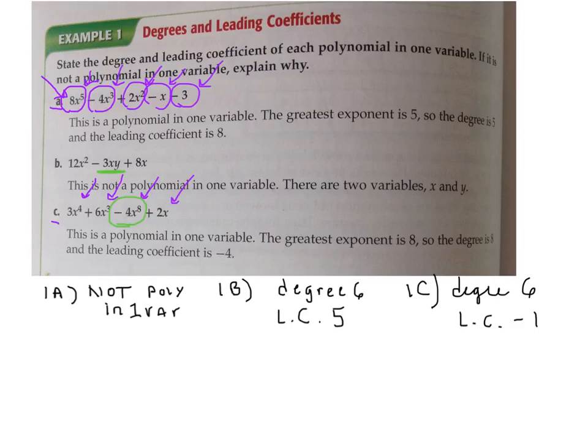Here are the answers to check your progress. 1a is not a polynomial in one variable because of the very last term, which is 4 over x. X has the exponent of -1, and so it eliminates that from being a polynomial in one variable. Here are the answers to 1b and 1c, and we are ready to move on.